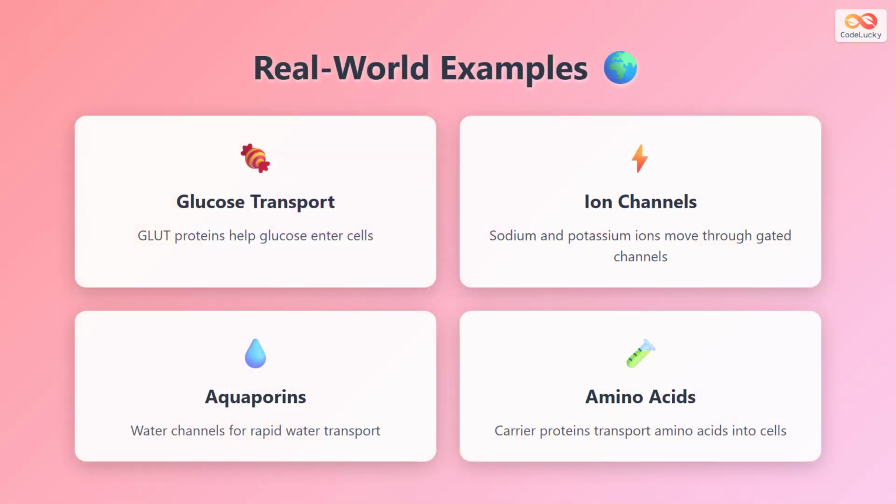Let's examine some real-world examples of facilitated diffusion in action. Glucose transport uses GLUT proteins, which are carrier proteins that help glucose enter cells to provide energy. Ion channels allow sodium and potassium ions to move through gated channels, which is essential for nerve signaling. Aquaporins are specialized water channels that enable rapid water transport across cell membranes, crucial for maintaining water balance. Finally, carrier proteins transport amino acids into cells, which are needed for building proteins. These examples show how vital facilitated diffusion is for everyday cellular functions.